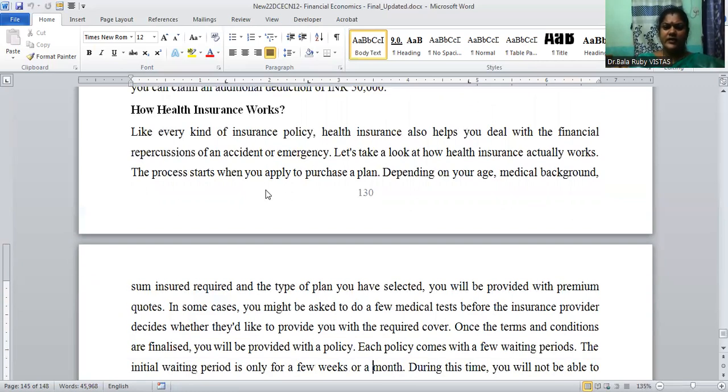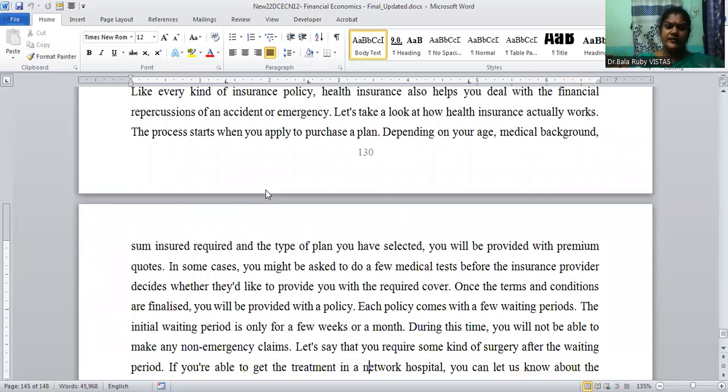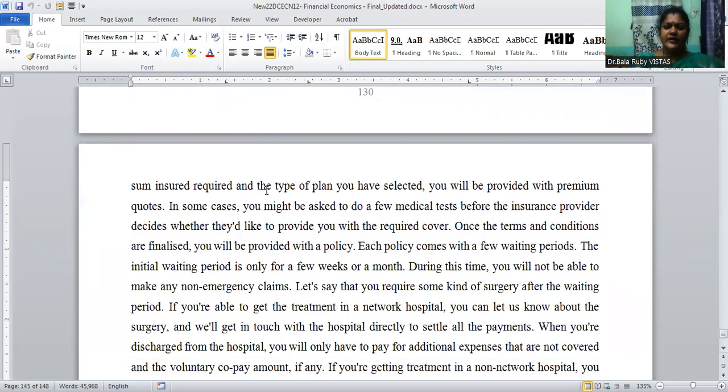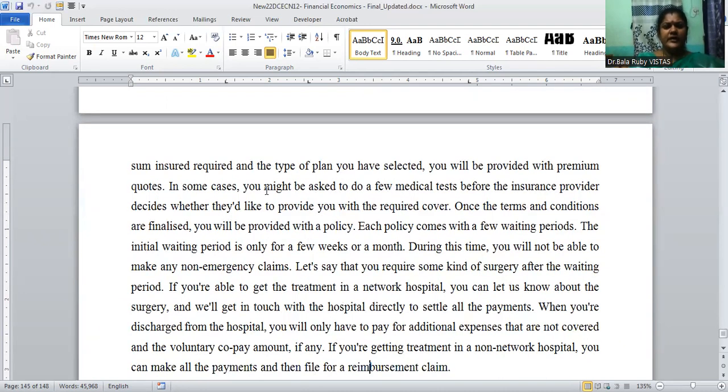So let us take a look at how this health insurance actually works. The process starts when we apply to purchase a plan. Depending on our age, medical background, past injury record, and the type of plan we have selected, we will be provided with a premium cost. In some cases, we might be asked to do a few medical tests before the insurance provider decides whether they would like to provide us with the required cover. Once the terms and conditions are finalized, we will be provided with the policy.